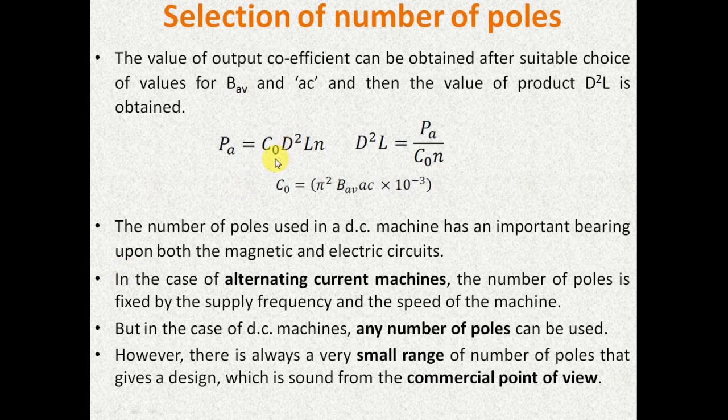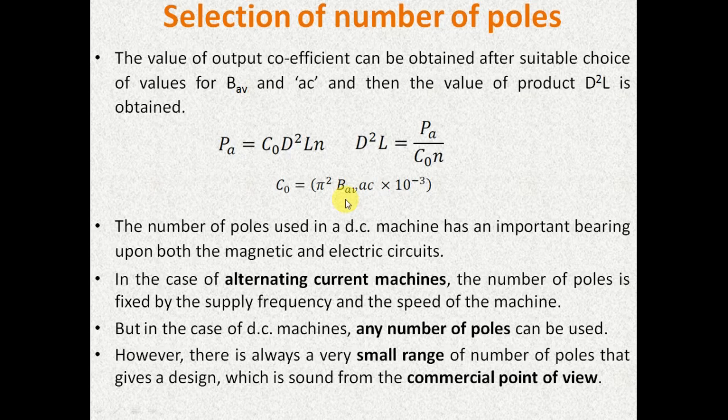In this relation C0 is the output coefficient, given by the relation pi square B average AC into 10 raised to minus 3. B average is the specific magnetic loading and AC is the specific electric loading. So once the value of C0 is known, we can easily determine the value of D square L from that. And it is from this relation we determine the main dimensions of a DC machine.